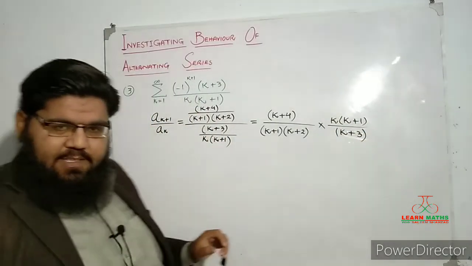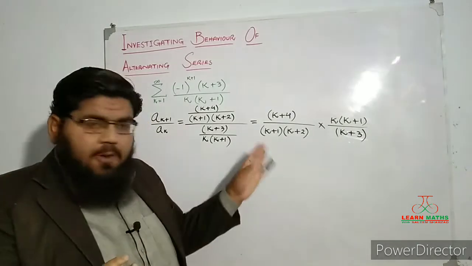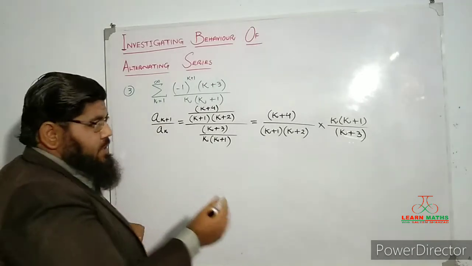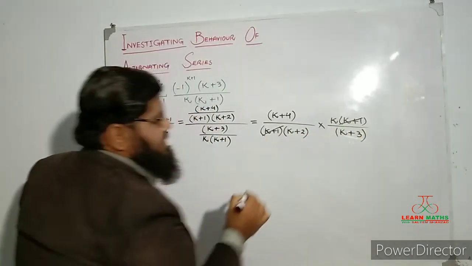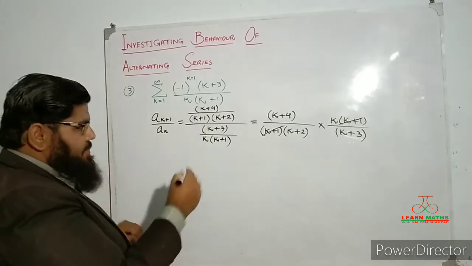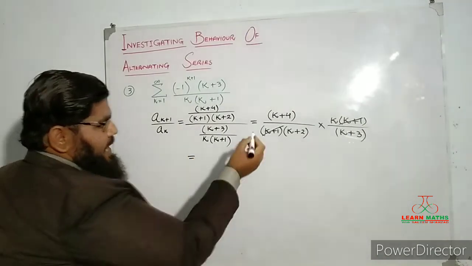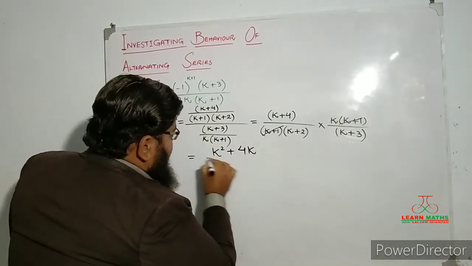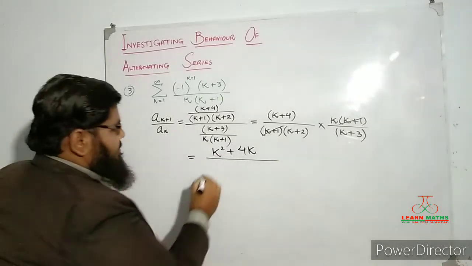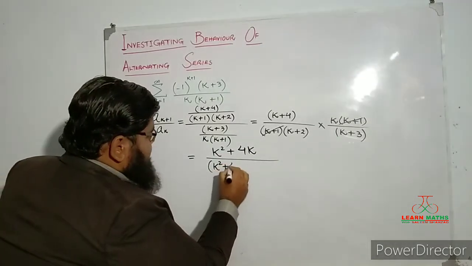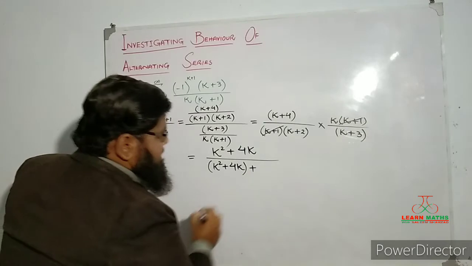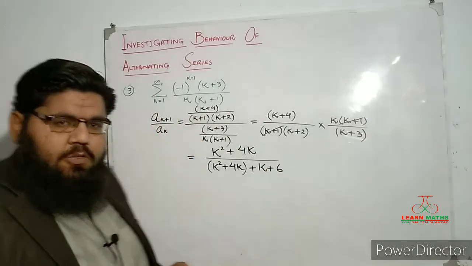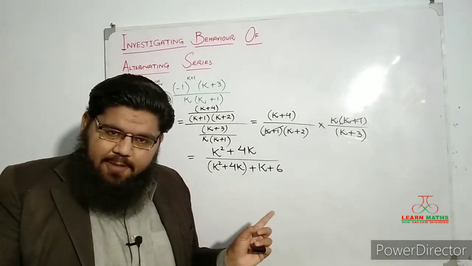You can simplify it like this. I hope this is clear, because this is from basic mathematics. So let's cancel the terms. k+1 can be cancelled with k+1. Then simplifying the remaining terms, in the numerator we have k squared plus 4k, and in the denominator we have k squared plus 4k plus k plus 6. You can perform these calculations by yourself.